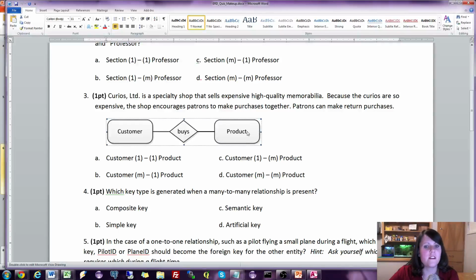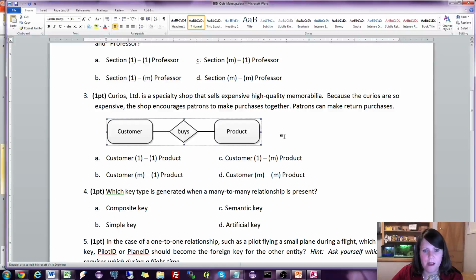So I'm asking myself, for each product, how many customers? Many. And then it says patrons can make return purchases. So we've got, for each customer, how many products can I have?